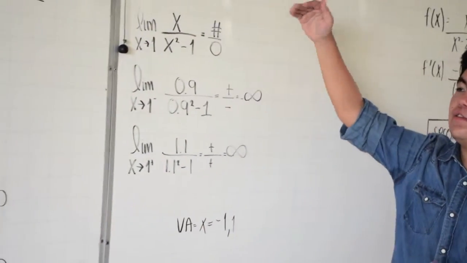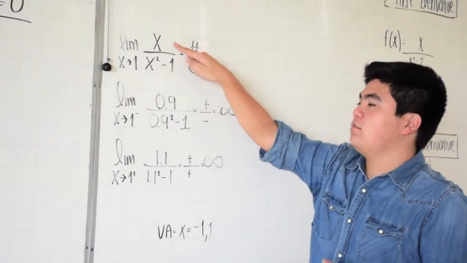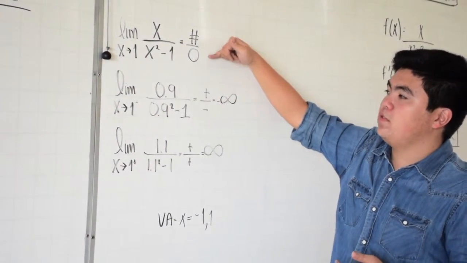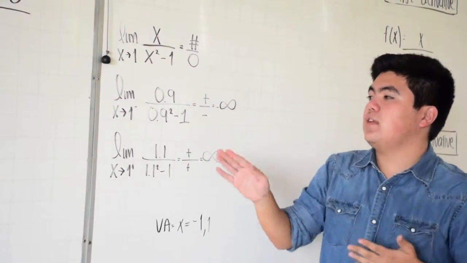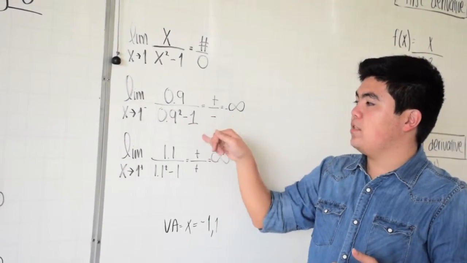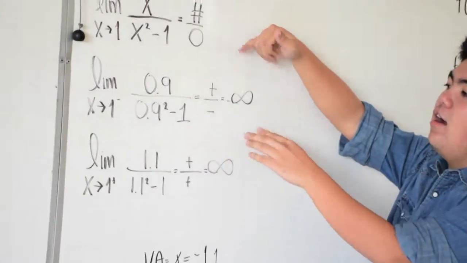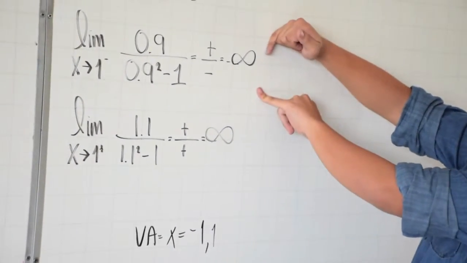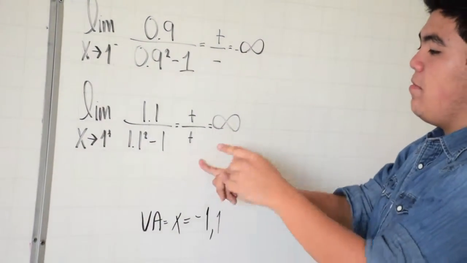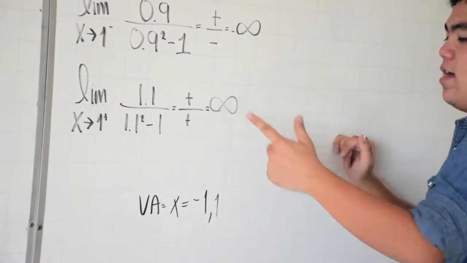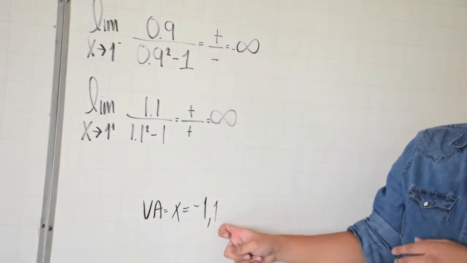And then we do it with our other restriction, that is 1. We again replace values, and at the moment that we replace it, it gives us a number over 0, because 1 squared minus 1 is 0. And then we do the same from the left and from the right. With 1 from the left, it gives us positive over negative, so we have a negative infinity. And with 1 from the right, we have positive over positive, so we have a positive infinity. And we know that our vertical asymptotes are at x equals minus 1 and 1.